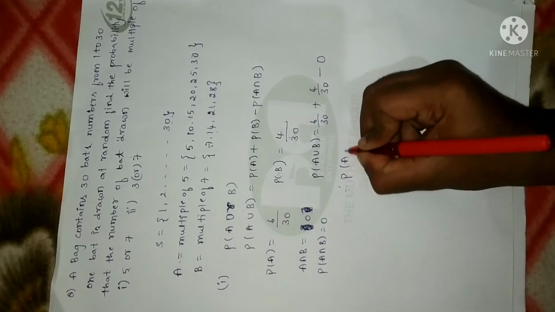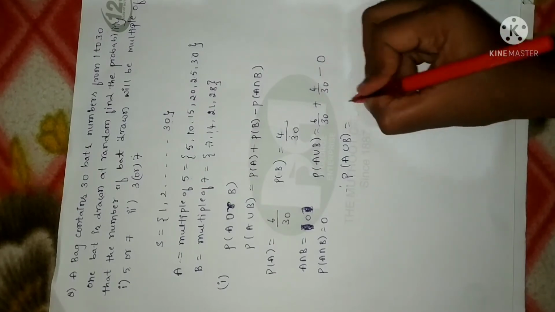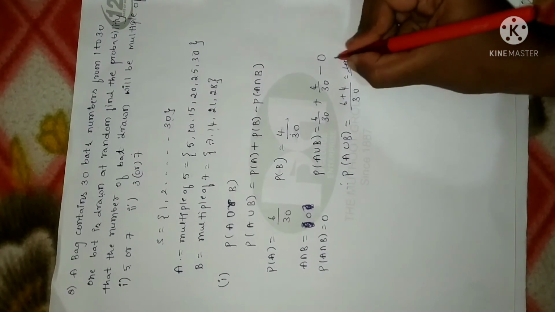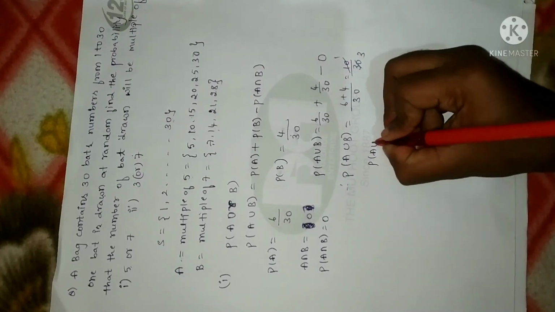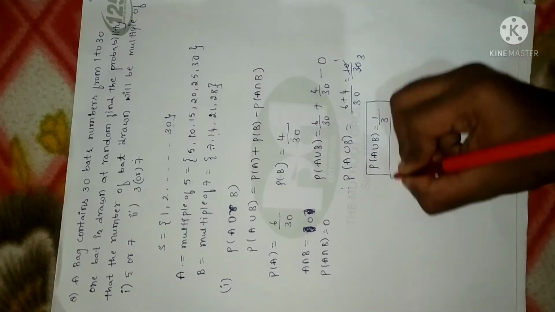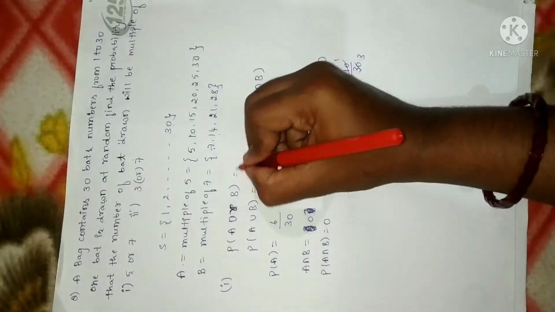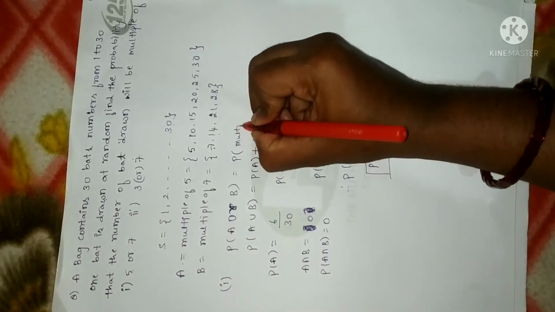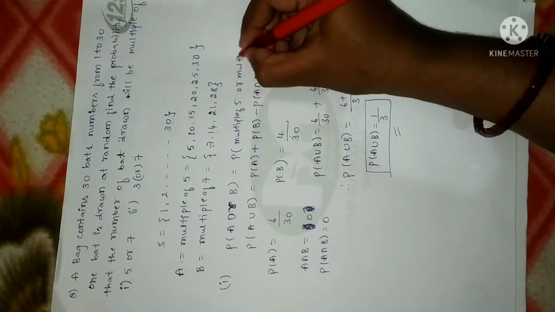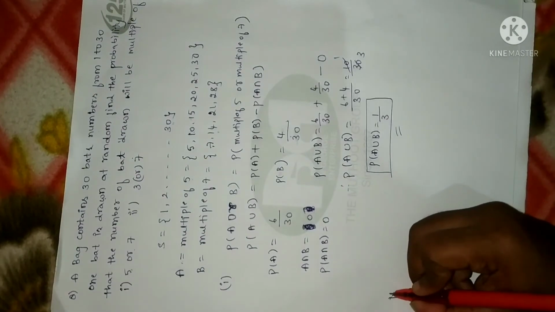Therefore, the probability of A union B is equal to, so let me simplify this. What is the LCM? 30. You will get 6 plus 4 here, 10 by 30. So 10 ones are 10, 10 threes are 30. Therefore, the probability of A union B is 1 by 3. Fine. That is the probability of 5 or 7, A or B, where A is a multiple of 5 or B is a multiple of 7. Fine. So now similarly let me solve the second one.